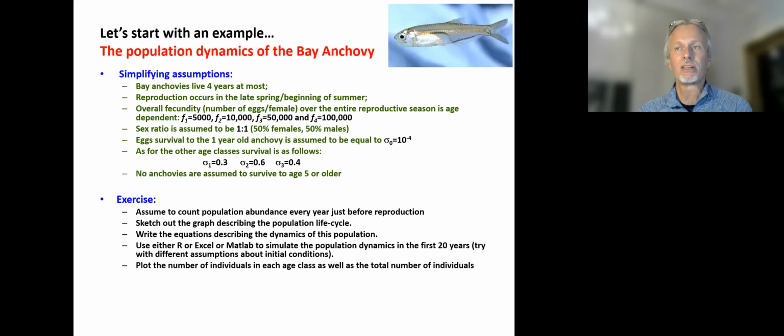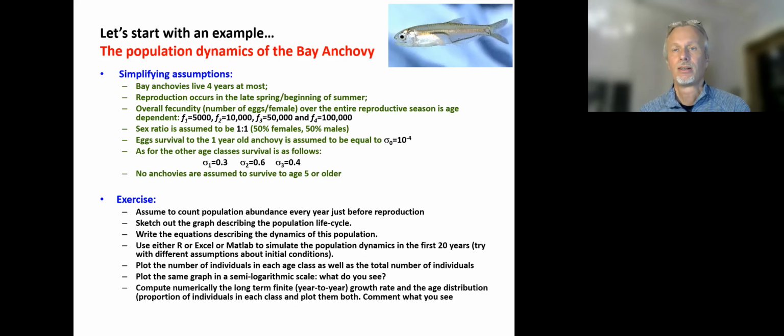We will plot the number of individuals in each age class, as well as the total number of individuals as a function of time. I will ask you also to plot the same graph in a semi-logarithmic scale. I'll ask you, what do you see, guys? Lastly, we compute numerically the long-term finite, that is year-to-year, growth rate, and the age distribution, that is the proportion of individuals in each age class. And we plot them against time again, and we will comment on what we see. So if you want to challenge yourself, pause the video and try to do this exercise on your own.